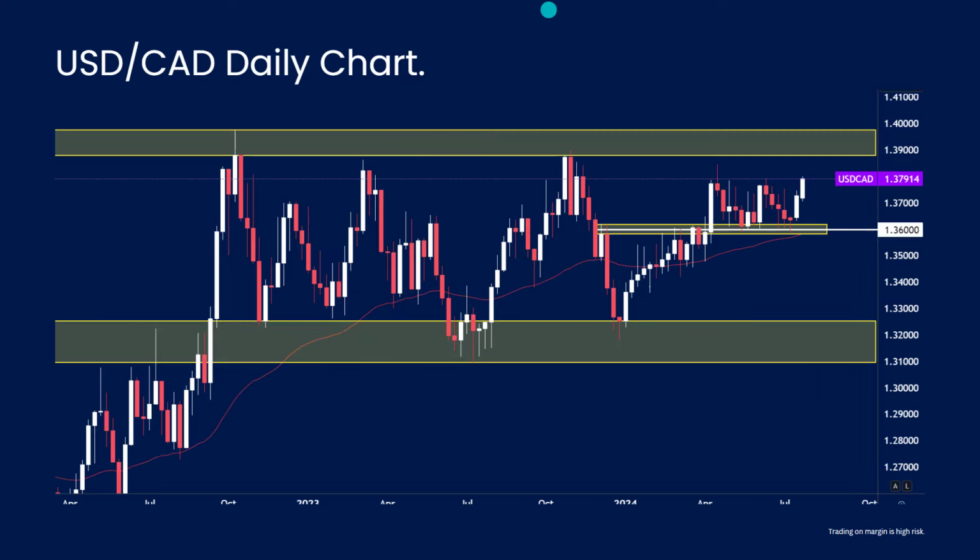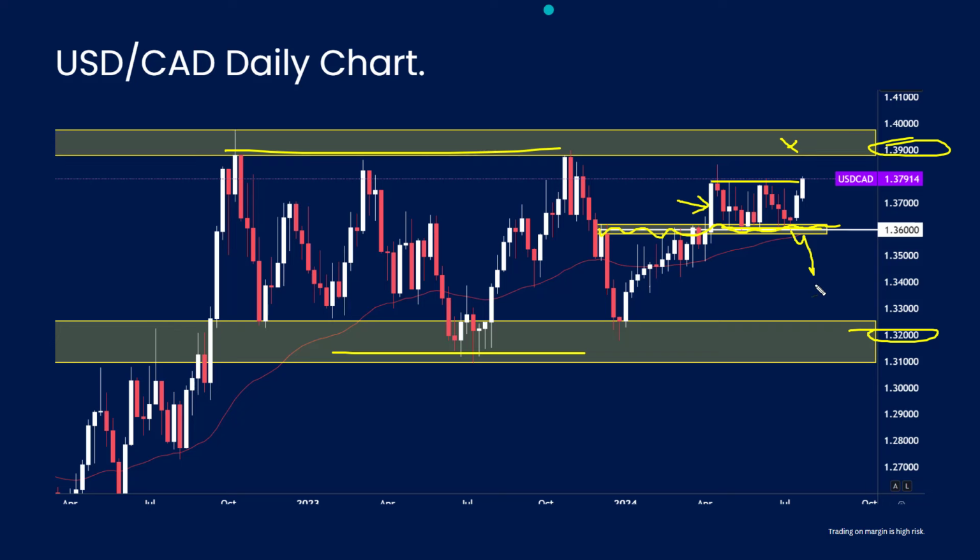If we go over to the US CAD daily chart right now, we can see that the market is in its own little range within the overall trading range between that 139 handle and the 132 handle. 136 was a very important point for price. When we broke that out, we talked about price coming into the 139, and if we breach 136, I expected some significant downside to dollar CAD prices.